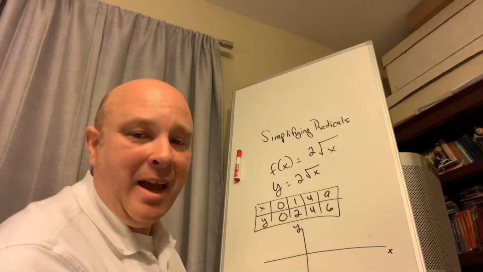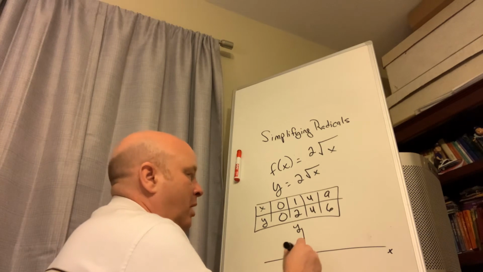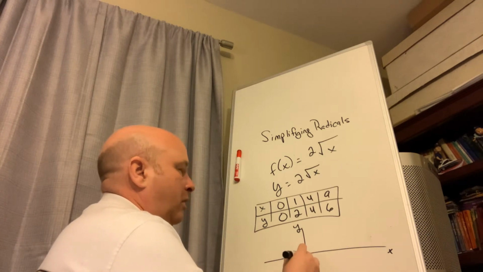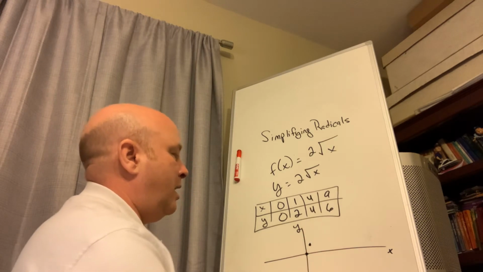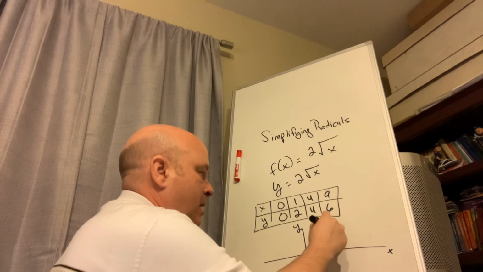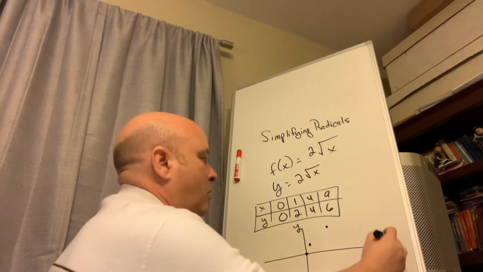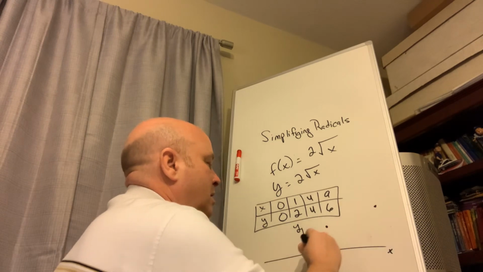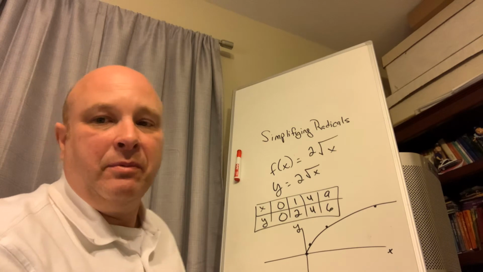So now I'm going to plot those as points on the graph. 0, 0, right here. X is 1, y is 2, right here. X is 4, y is 4, right here. And x is 9, y is 6, right here. And I get this kind of look right there, okay?